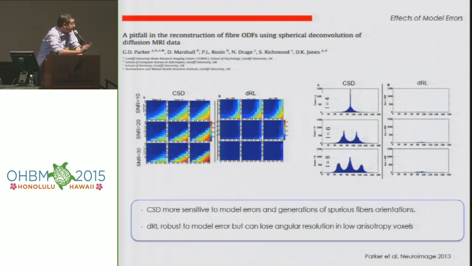However, it's not perfect, and we have to pay a price. While CSD tends to generate more false orientations to fill the gap caused by the mismatch between the signal and the model, Richardson-Lucy gives you a more blurred FODF, so it reduces angular accuracy and angular resolution. It's a trade-off. If there is not much anisotropy, Richardson-Lucy is not going to push too much, so it's a more conservative solution.